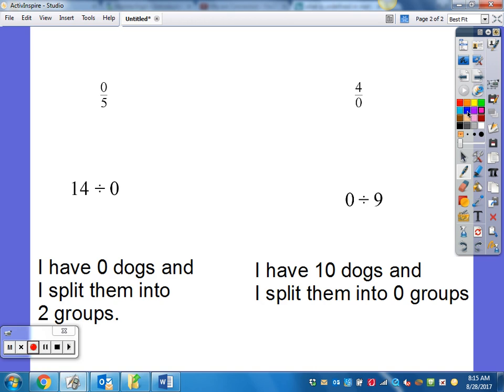Let's look at these other examples. So I have 0 over 5. 0 fifths would simplify to 0. That works. That's mathematically possible to do. But over here, 4 divided by 0, that answer is undefined, and I would just write that word as my answer. Let's look at this next example. 14 divided by 0. Nope, you cannot divide by 0. That's the big rule. You can't divide by 0. So that answer is undefined. 0 divided by 9, that answer simplifies to 0.